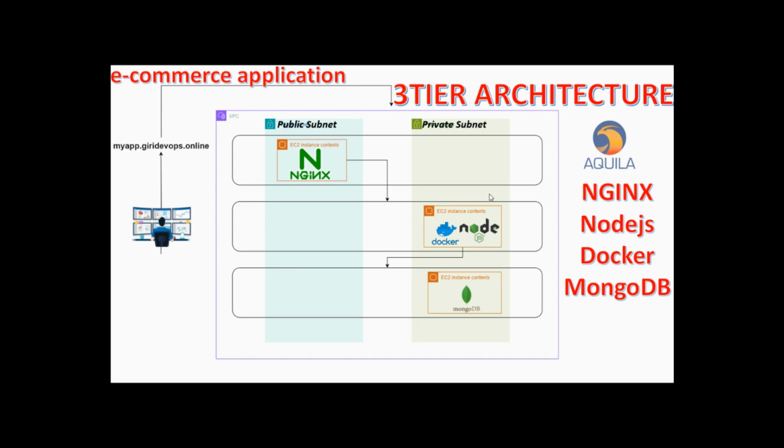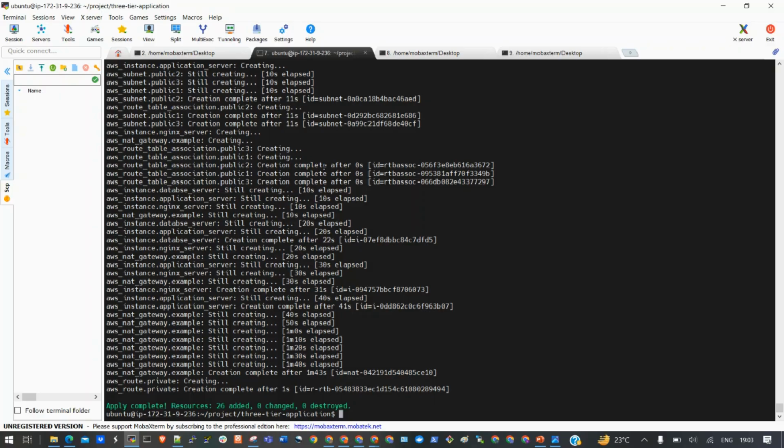Once you have VPN access, you can directly connect to the private subnet servers. That is the correct scenario in real time. But as we are practicing, we are just removing that VPN setup. In this way you can do it. So let us wait and check.